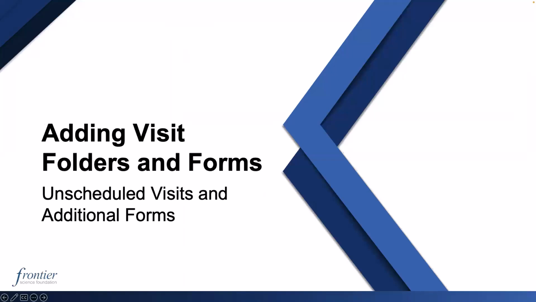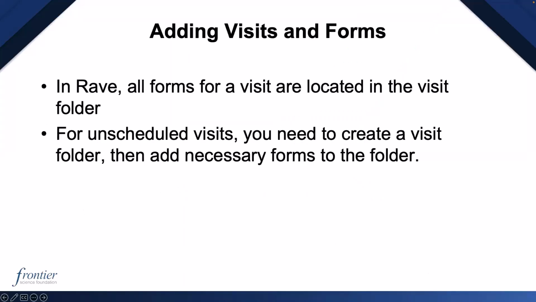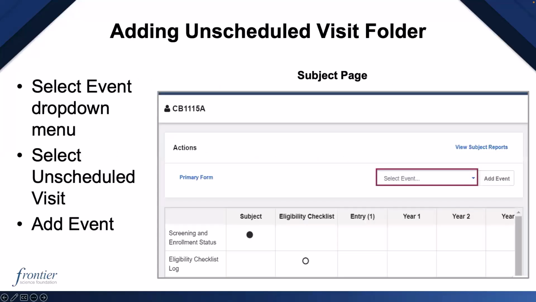Okay, next I wanted to talk about adding some visit folders and forms for unscheduled visits. In Rave, most of the time, all of your forms for a visit are located in your visit folder, and they roll out automatically for you. However, if you have an unscheduled visit, you need to create a visit folder, and then you're going to add in the necessary forms. And here's how you'll do that.